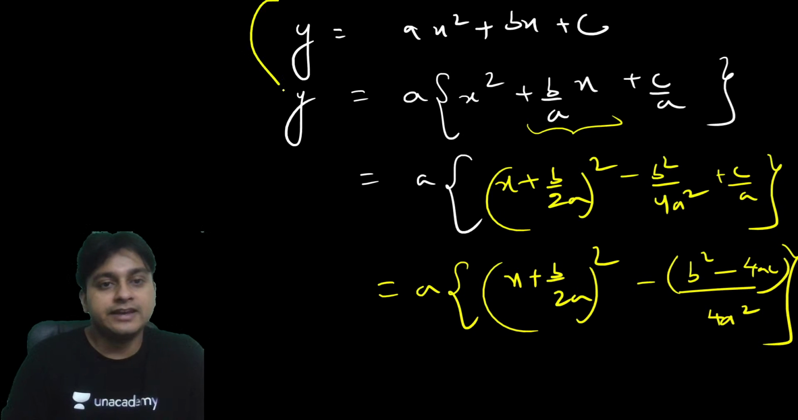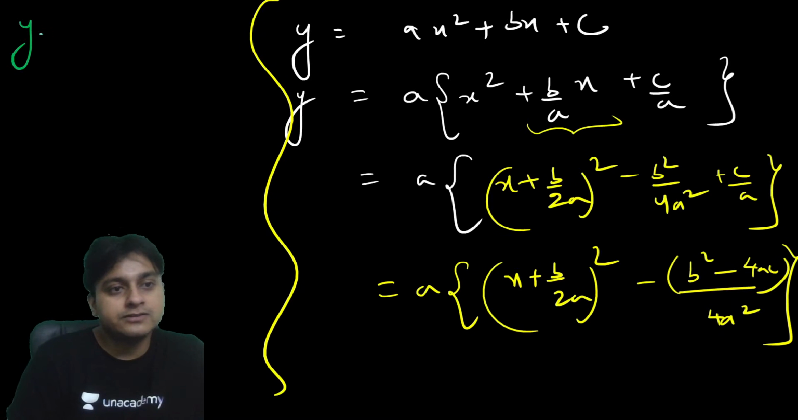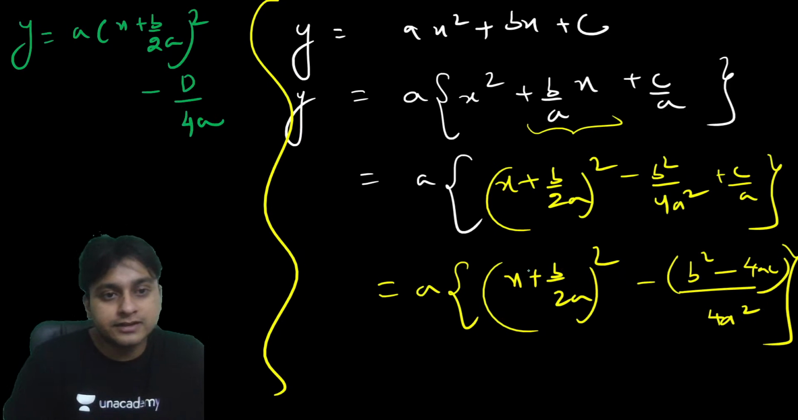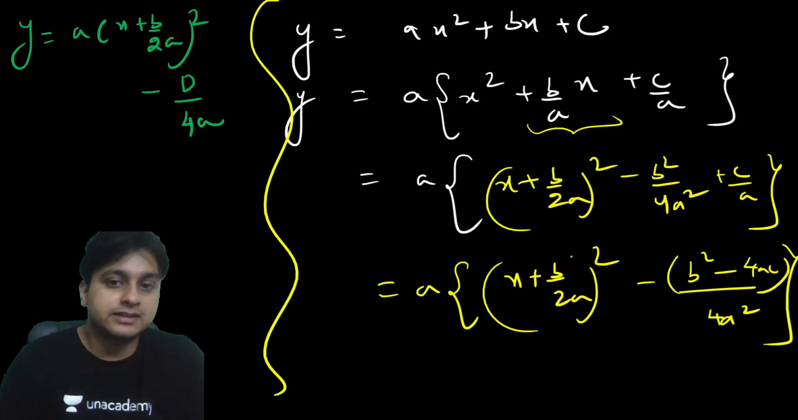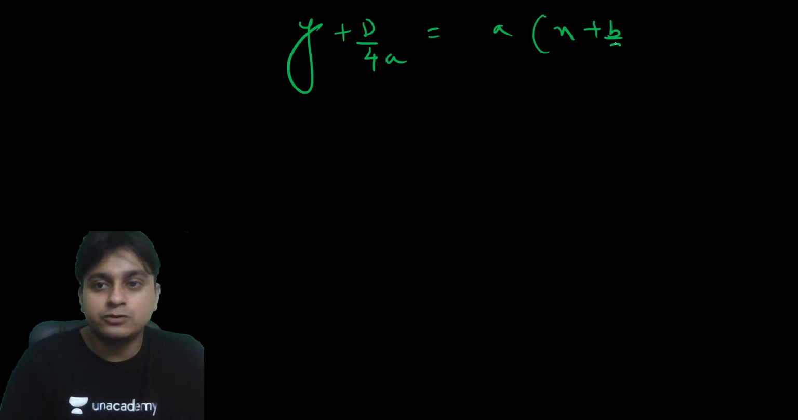Now when you multiply this a inside, what are we getting? Here we are getting y equals a times (x plus b by 2a) the whole square minus d by 4a, because one of the a will cancel. So taking it to that side, we are getting y plus d by 4a equals a times (x plus b by 2a) the whole square.